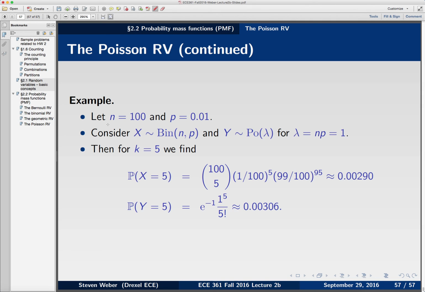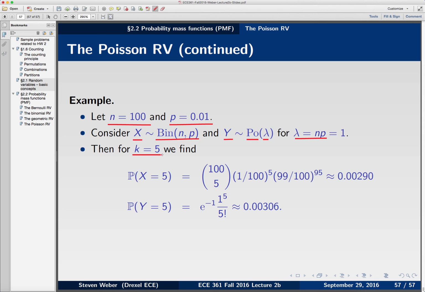As an example, let's suppose we're doing 100 trials, where in each trial there's a success probability of 1%. Let's define the random variable x as binomial n, p. So x is the number of successes in those 100 trials, each of which occurs with probability p equals 0.01. Let's also define the random variable y as a Poisson random variable with parameter lambda, where lambda is equal to the product n times p. In this case, n times p equals 1, so lambda equals 1.